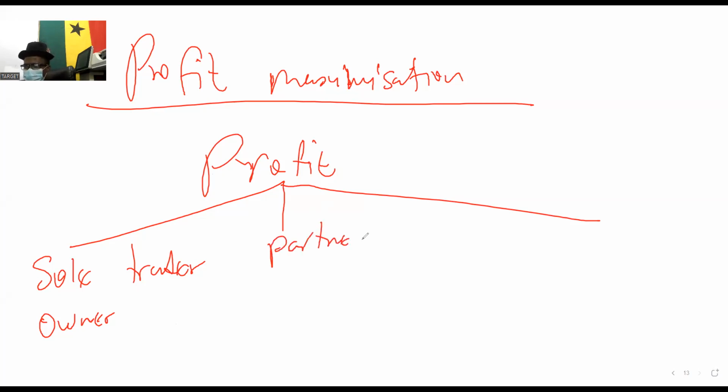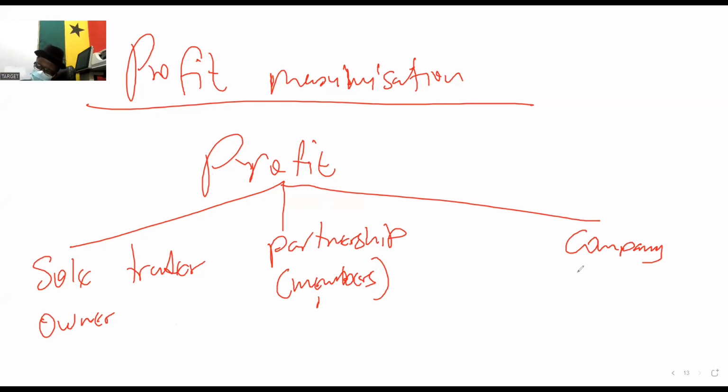When a partnership makes profit, who enjoys it? It is the members, the partners. What about the company? When a company makes profit, in fact, it is for the company.